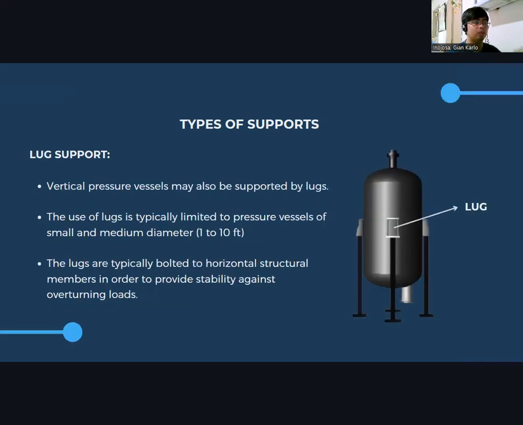Next is the lug support. Vertical pressure vessels may also be supported by lugs. The use of lugs is typically limited to pressure vessels of small and medium diameter. For example, is yung diameter niya is only 1 to 10 feet. Then the lugs are typically bolted to horizontal structural members in order to provide stability against overturning loads.